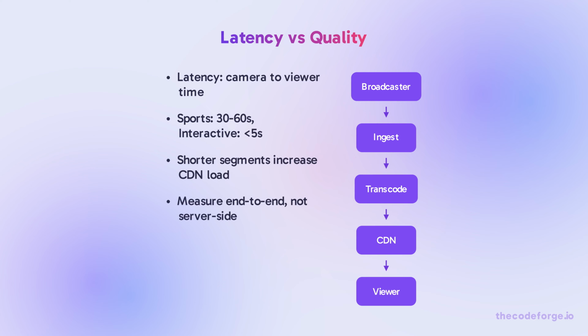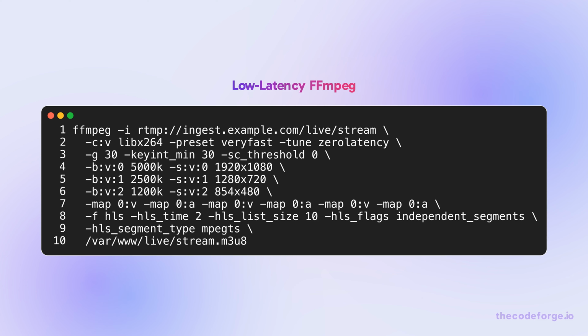Latency varies by use case. Reducing it requires shorter segments, which increase content delivery network origin load. Always measure end-to-end latency from broadcaster to viewer screen. This FFmpeg command produces HLS with 2-second segments, 3 renditions, and low latency tuning. Notice the tune 0 latency and HLS time 2 for reduced latency.